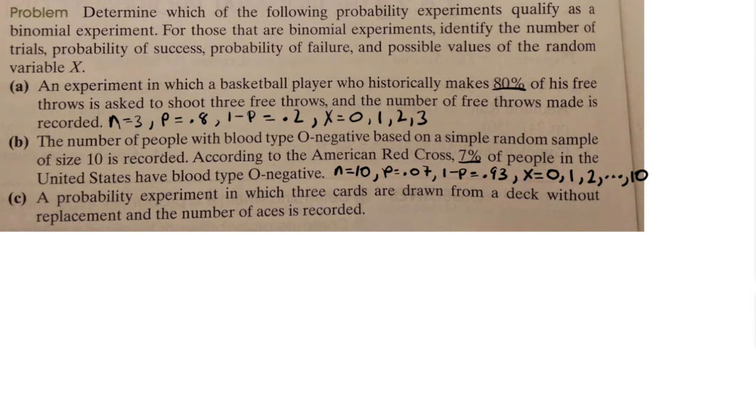How about this last one, a probability experiment in which 3 cards are drawn from a deck without replacement and the number of aces are recorded. All right, let's go through the list. Fixed number of trials. Yes, we're drawing 3 cards. All right, the trials are independent.